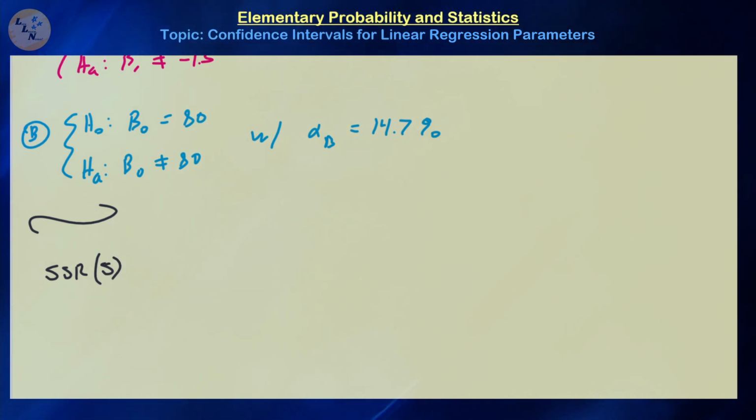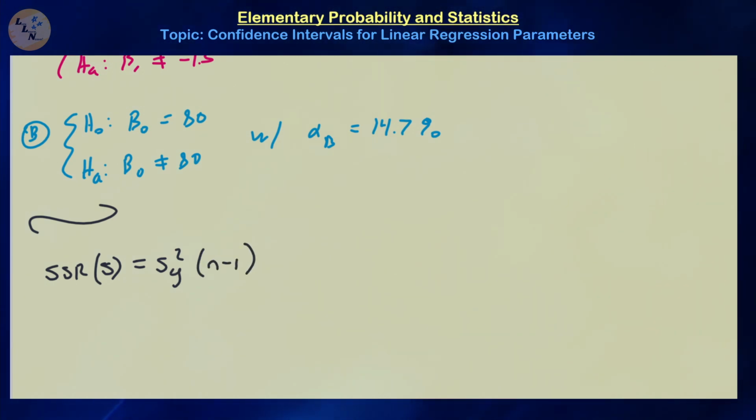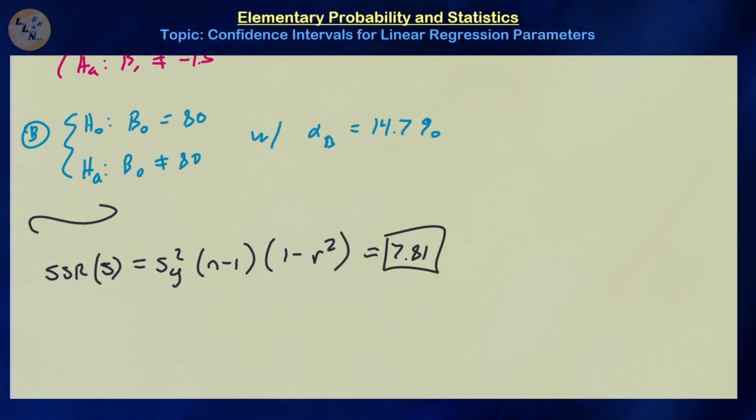And remember, the sum of squared residuals is approximately or exactly equal to the variance of y times m minus 1 times 1 minus r squared. At this stage, you have all of these elements, so you should be able to calculate this with no issue. Or you can do it manually in Excel, and that's perfectly fine as well. That's going to come out to approximately 7.81.